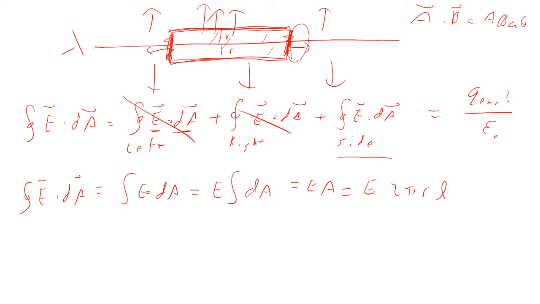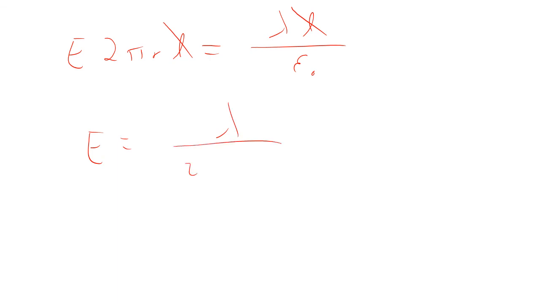Now the next question is, what is the enclosed charge? The enclosed charge is going to be lambda times the length. So we've got E times 2 pi r L equals lambda L divided by epsilon naught. The L's cancel, so the electric field is lambda over 2 pi epsilon naught r. That's the same as 2 k sub e lambda over r.